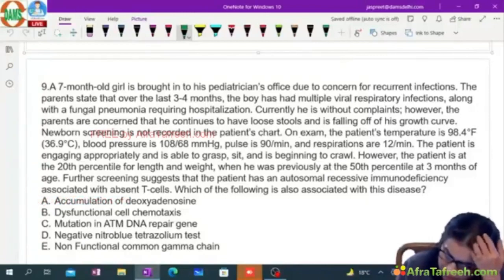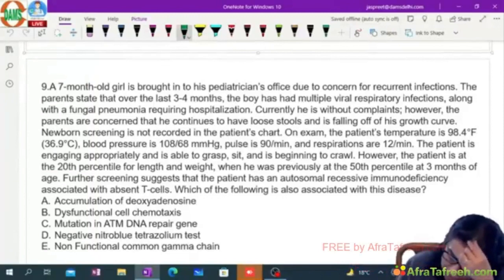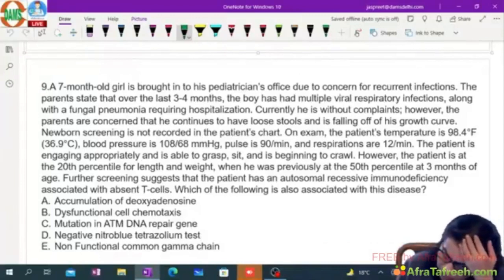curve. Newborn screening is not recorded in the patient's chart. On examination, the patient's temperature is 98.5. Blood pressure is 100 by 68, pulse is 90, and respiratory rate is 12. The patient is engaging appropriately and is able to grasp, sit, and is beginning to crawl. However, the patient is at the 20th percentile for length and weight, and he was previously at the 50th percentile at 3 months of age.